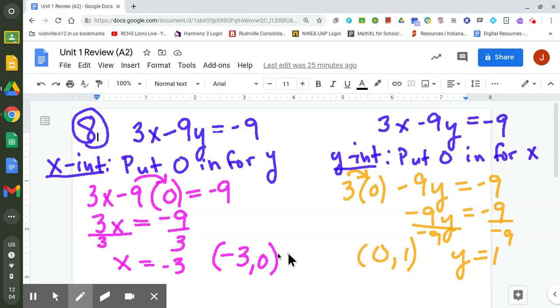So then on a graph, this point will be along the x-axis. This point will be along the y-axis, and then you will just connect those 2 points and you have your graph.